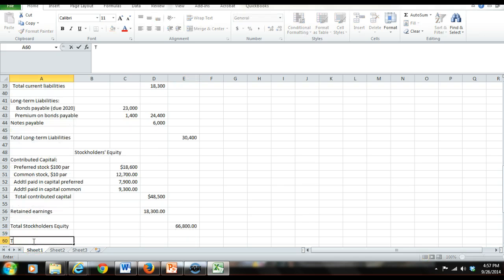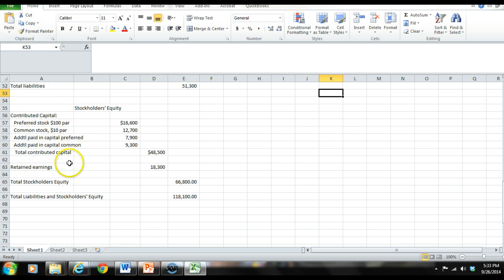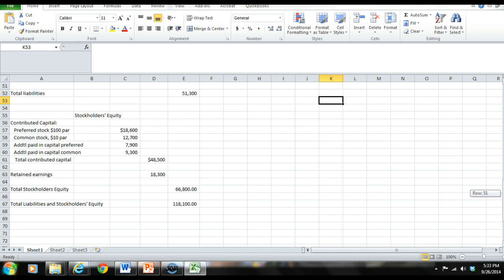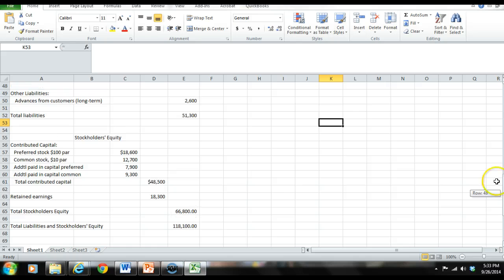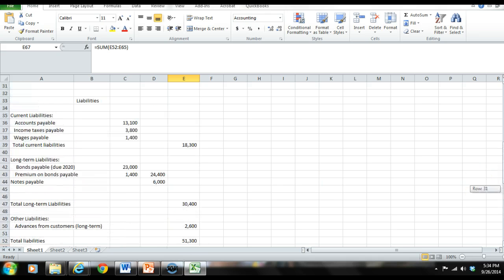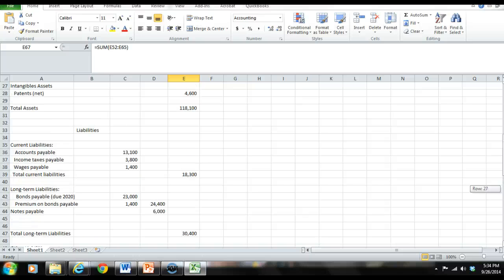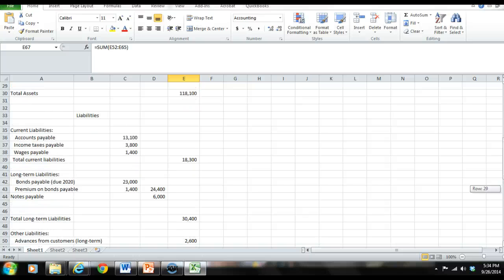Now we will total liabilities and stockholders' equity, which will be a combination. Now this will be a combination of our stockholders' equity and our total liabilities, which is at $51,300. So if we combine those, we have a total of $118,100. And as you can see here, our total assets are $118,100.